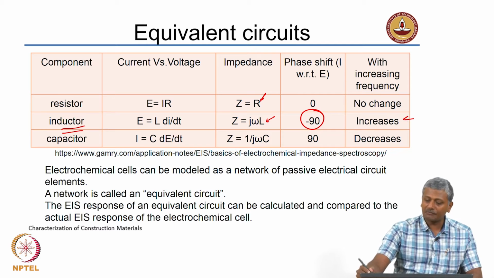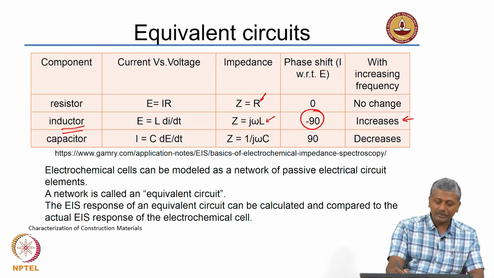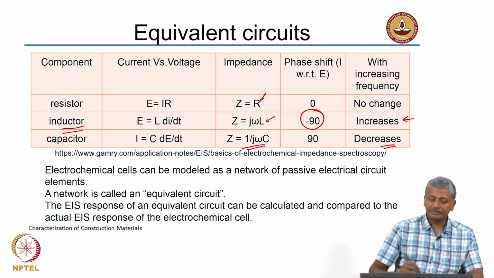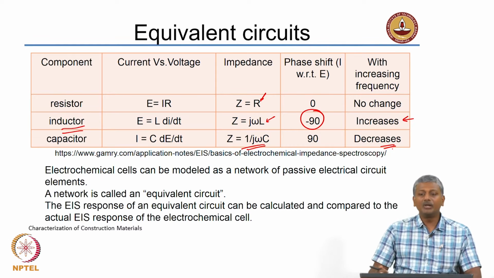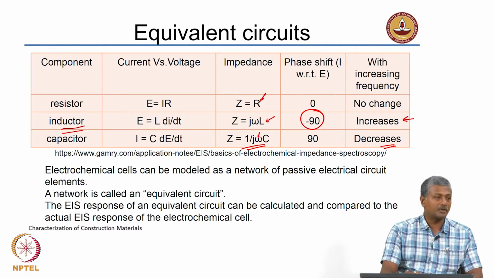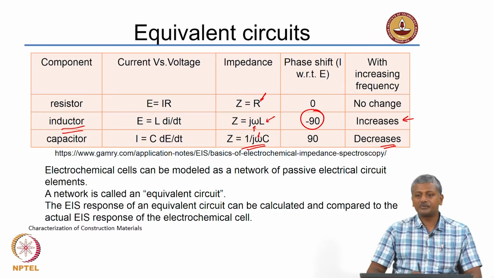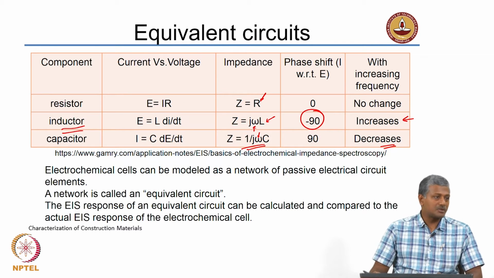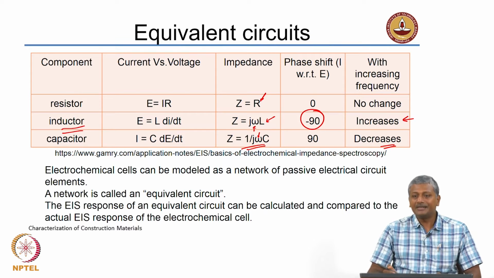And what happens with increasing frequency is that the inductor impedance will increase. The capacitor on the other hand is given as 1 divided by j omega C, and basically this decreases. Okay. With increasing frequency, the impedance for a pure capacitor will decrease, because obviously your omega is in the denominator, whereas here omega is in the numerator. So, it is a direct relationship for the impedance with respect to the frequency. For a pure inductor, the impedance increases with increasing frequency, and for a pure capacitor, the impedance decreases with increasing frequency.